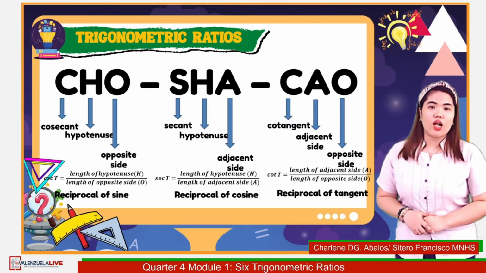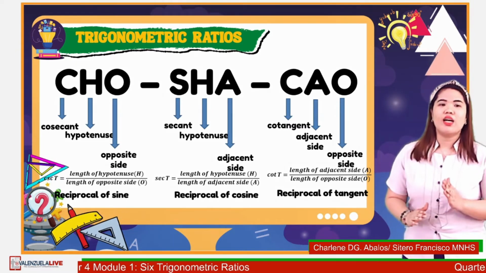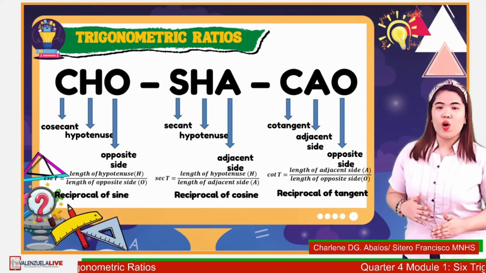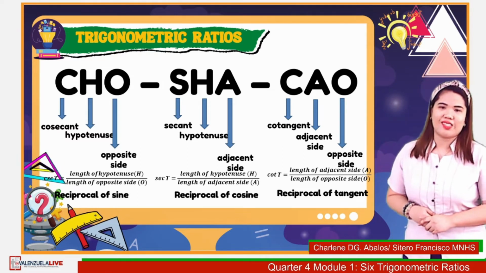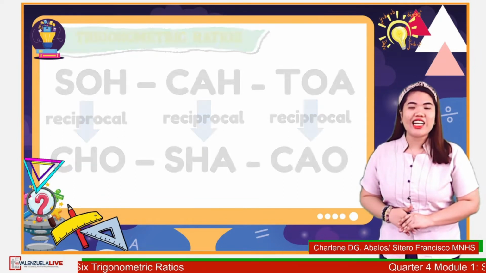Cotangent is the reciprocal of tangent. Again, remember the mnemonic SOHCAHTOA in determining the 6 trigonometric ratios. Let's apply this using our examples.